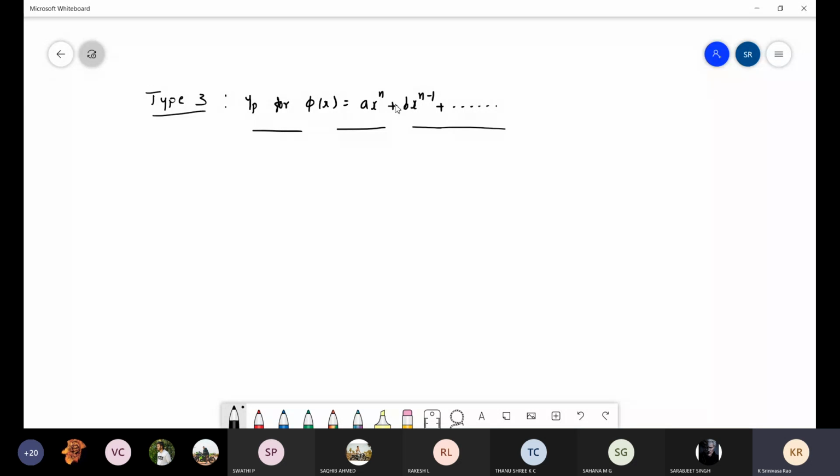Take down. Consider Yp equals the same way, RHS equation you write in the numerator, that is a x power n plus b x power n minus 1 plus etc., divided by f of D. So like the previous two types, here we will not substitute. It is like a division, numerator divided by denominator. It is one polynomial, one equation, and the denominator is also another equation in terms of D. We will divide both equations. The procedure I will explain in the problem.